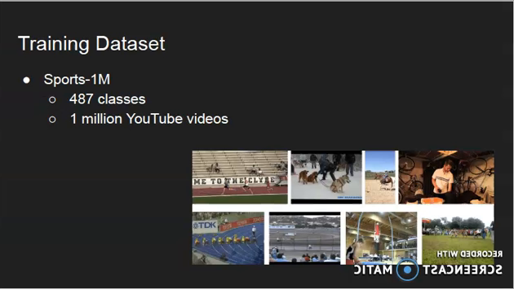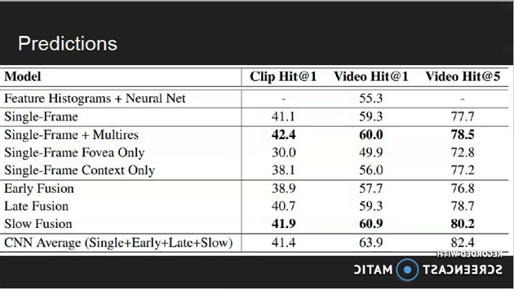This was a training data set on the topic of sports, 1M. It had 487 classes and 1 million YouTube videos. And these are the predictions, based on the results which were achieved.